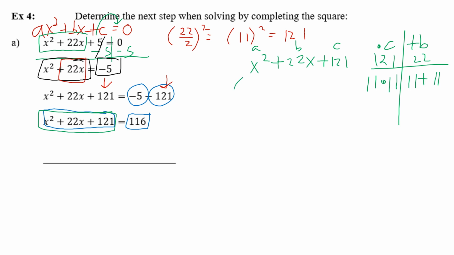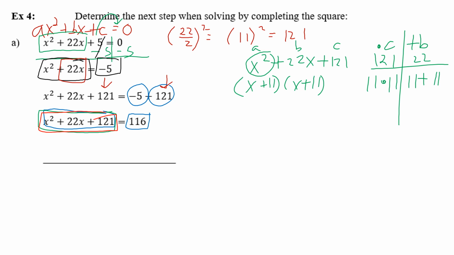So I can break this up into two quantities. X has to be the first one in each case so that I end up with x squared. And then the two numbers were positive 11 and positive 11. So this trinomial right here ended up factoring out to x plus 11 and x plus 11.